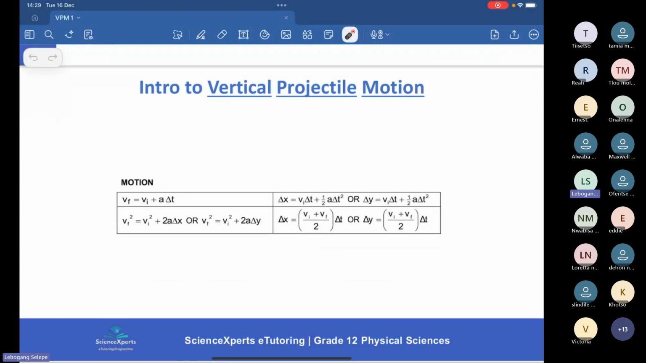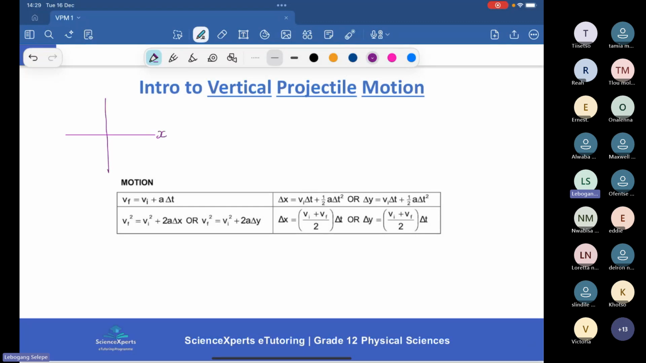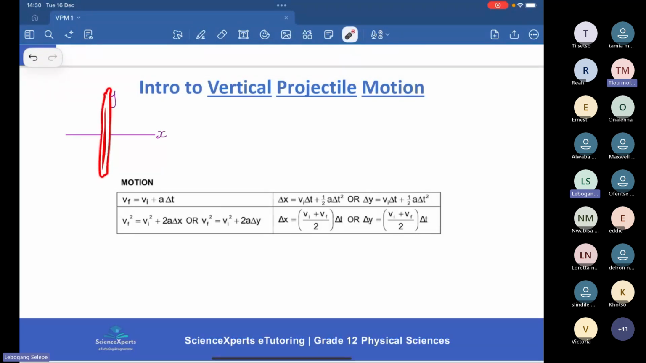Intro to vertical projectile motion. As the word already suggests, the motion that we are dealing with here is motion in the y dimension, right? Remember, we have the x dimension, which is horizontal motion, as well as the y dimension, which is the vertical dimension. The motion that we're going to be dealing with in grade 12 is vertical, so the objects are going to be moving either up or down.